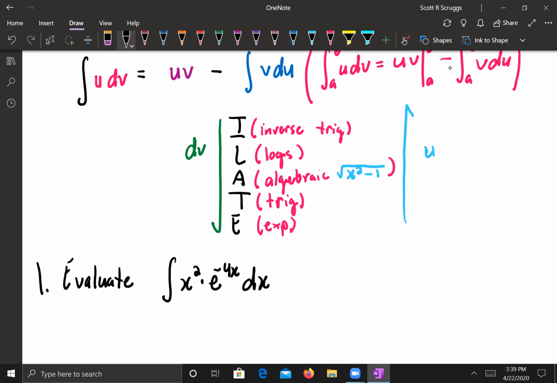So try to integrate the integral of x squared times e to the negative 4x. I'll give y'all a few minutes to work on it, like between 7 or 8 minutes or so. If y'all have questions, unmute your mic to let me know, or post it on the chat to let me know. All right, try your best on this problem and start working.